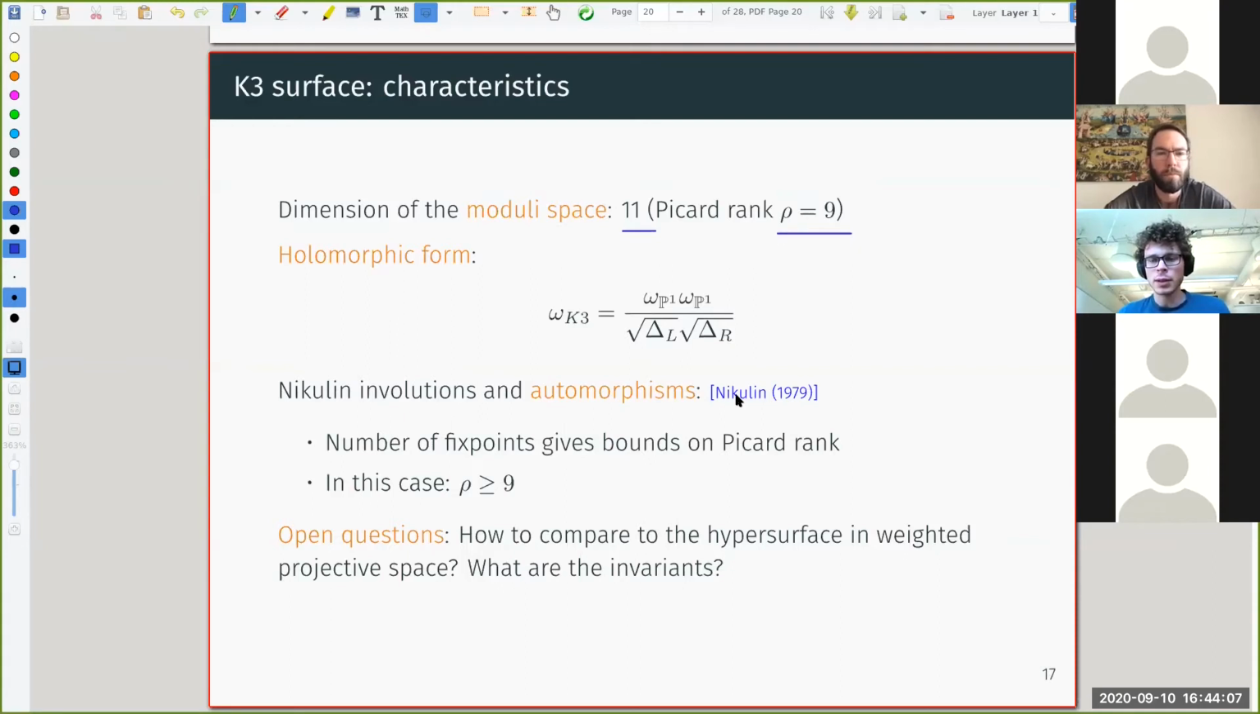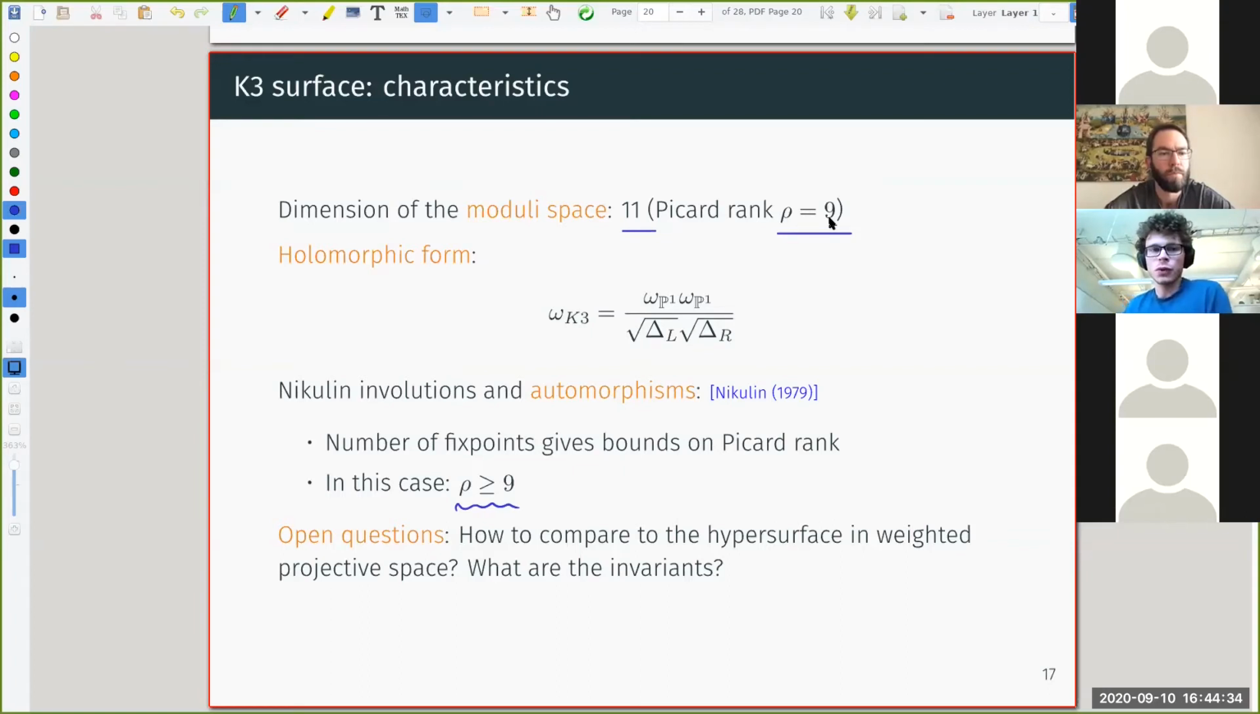So in our case, we found such an involution, and it turned out to have 8 fixed points. And then we could look up in these old papers that the Picard number has to be greater or equal to 9. So it's actually perfectly consistent with the analysis that we did here, and it seems like this bound is satisfied.